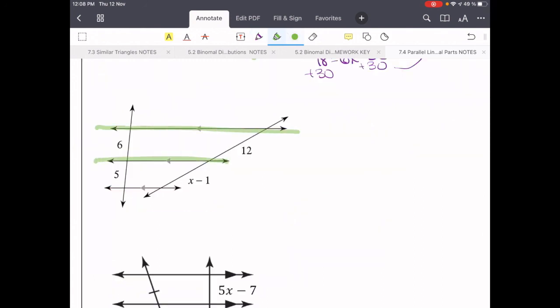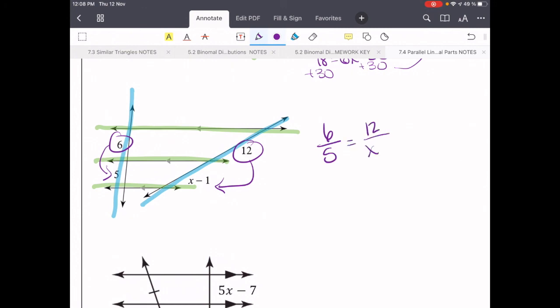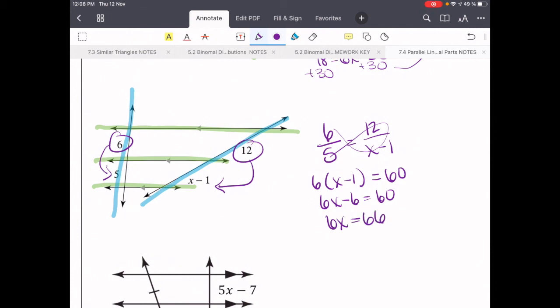Same thing with this one. We've got 3 parallel lines. We've got 2 transversals. So we can set up our proportions. 6 goes to 5 like 12 goes to x minus 1. Cross multiply. 6 times x minus 1 equals 60. So 6x minus 6 equals 60. 6x equals 66. So therefore, x equals 11.